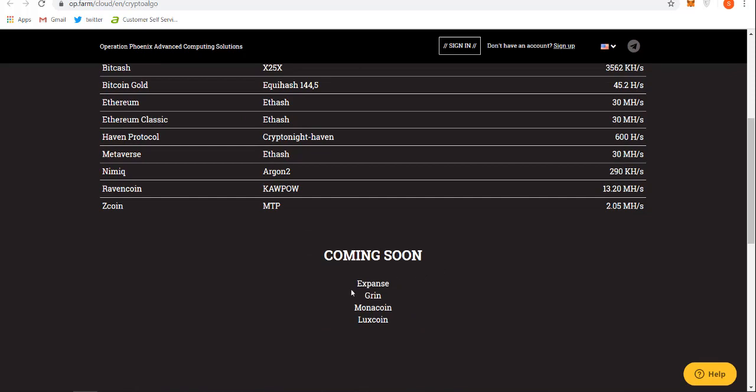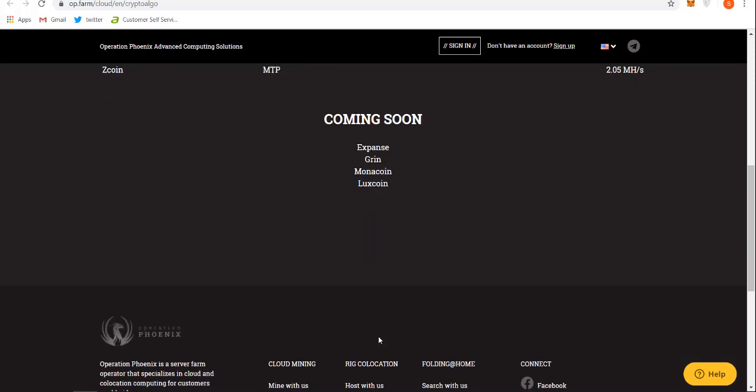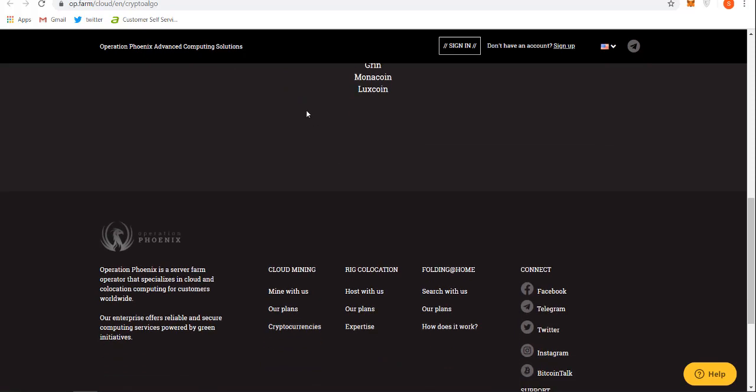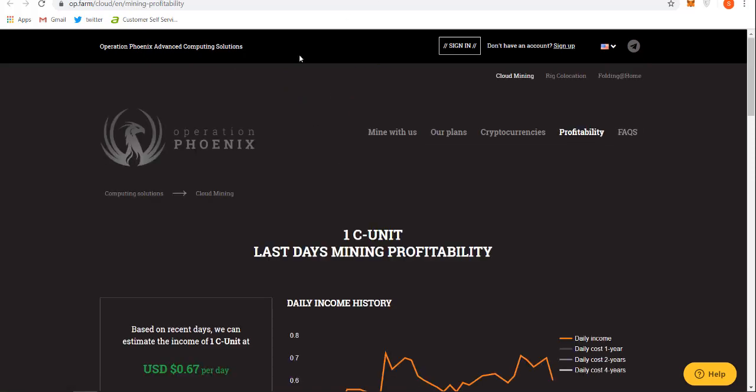And these are all the coins that will be coming soon, that is Expanse, Grin, Mona Coin, Lux Coin. As I told, they will be adding more and more coins every week.